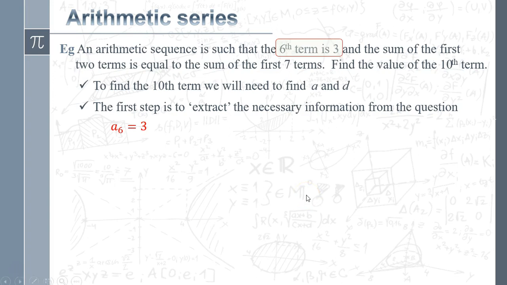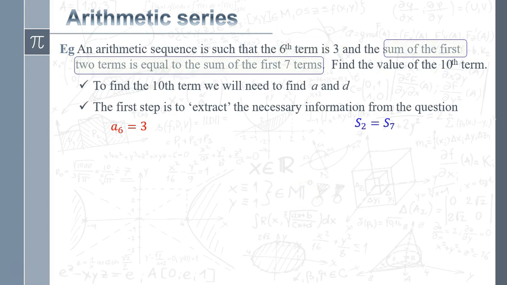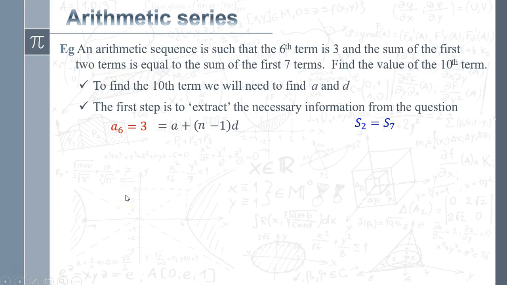And let's now pick out our second piece of information, which comes from there. We're told the sum of the first 2 terms is equal to the sum of the first 7 terms. So we've got S2 equals S7. Okay, now let's just fill in some of that information with a's and d's, because that's what we're looking for. So over here, we know that there's our formula. So let's replace the n with a 6. And so we end up with 3 equals a plus 5d.